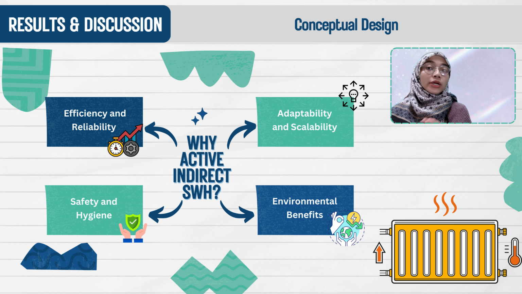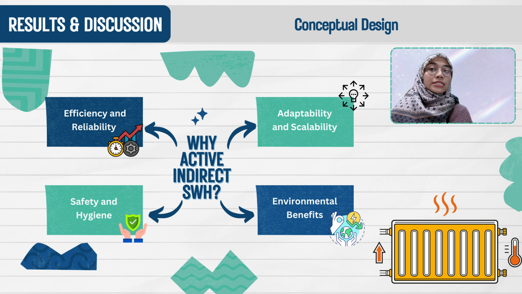So you may ask, why active indirect system? Basically, this system is the most common system used in both commercial and residential buildings due to these reasons. The first one is efficiency and reliability. Mechanical pumps in active indirect solar water heating systems ensure continuous fluid circulation for efficient heat transfer and a consistent hot water supply, even with variable solar radiation.